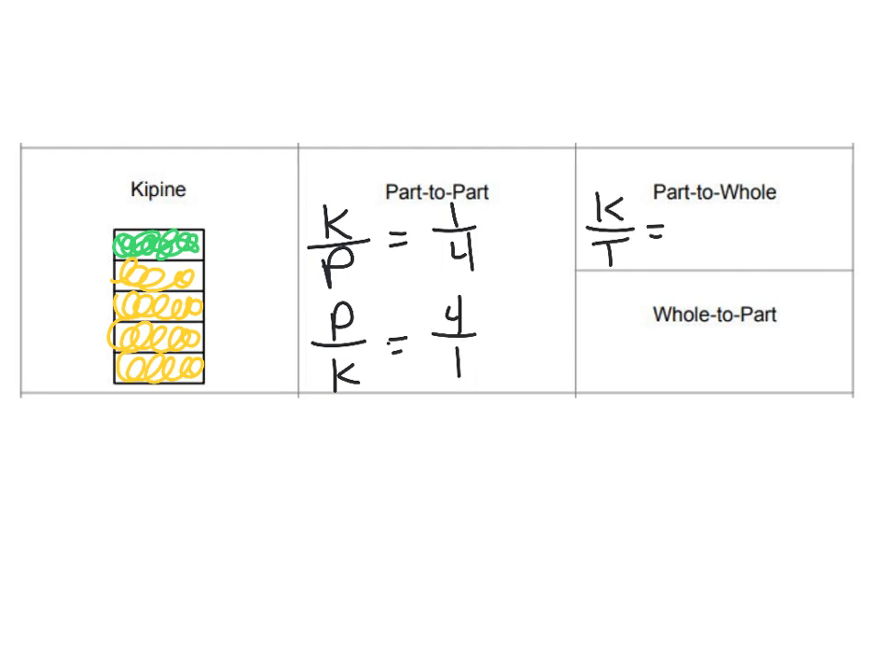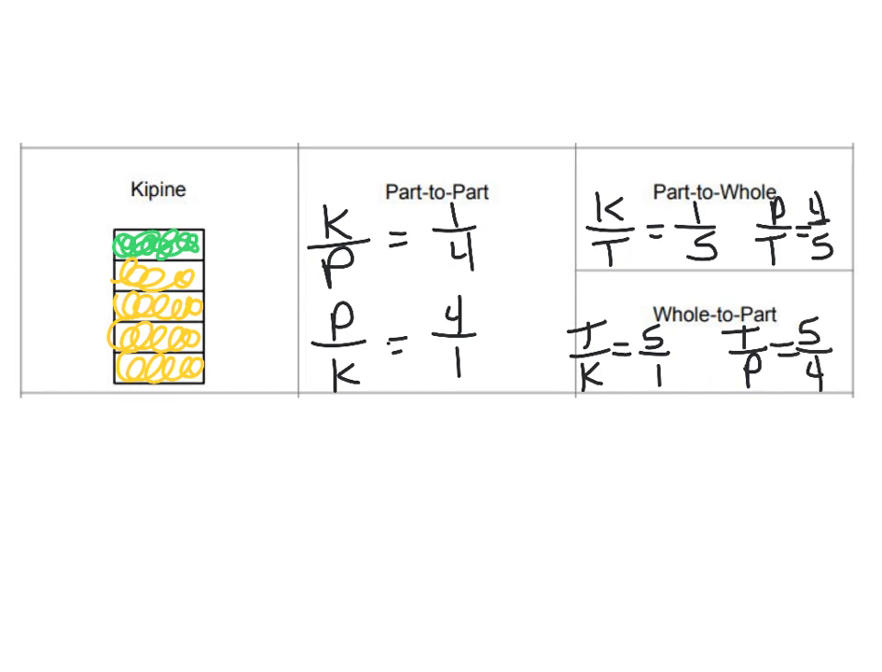So the next one is going to be kiwi to pineapple, which is 1 to 4. Pineapple to kiwi, 4 to 1. Kiwi to total, which is 1 to 5. And pineapple to total, which is 4 to 5. Total to kiwi, which is 5 to 1. And total to pineapple, 5 to 4. So you could stop or go on.